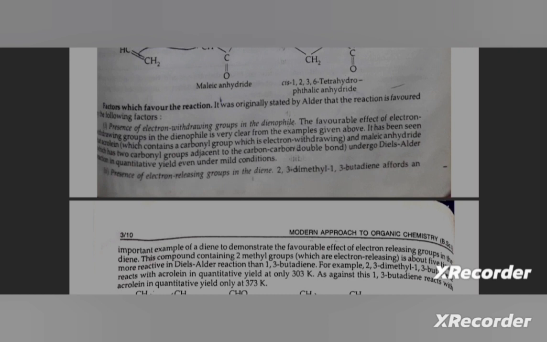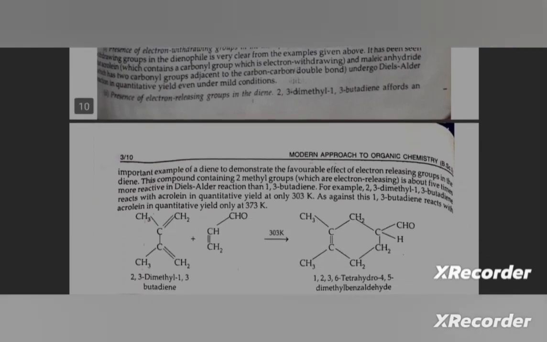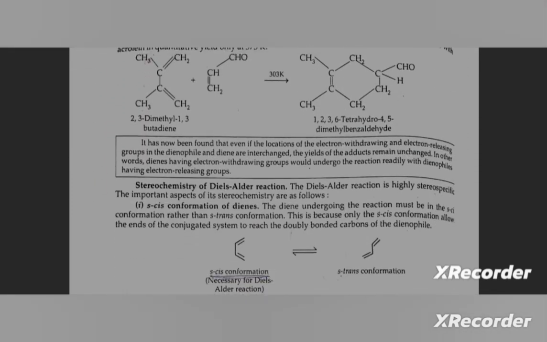2,3-dimethyl-1,3-butadiene offers an important example of diene to demonstrate the favorable effect of electron releasing group in the diene. The conjugated compound containing 2-methyl is about 5 times more reactive in Diels-Alder reaction than 1,3-butadiene. For example, 2,3-dimethyl-1,3-butadiene reacts with acrolein in quantitative yield at only 303 Kelvin. As against this, 1,3-butadiene reacts with acrolein in quantitative yield only at 373 Kelvin.